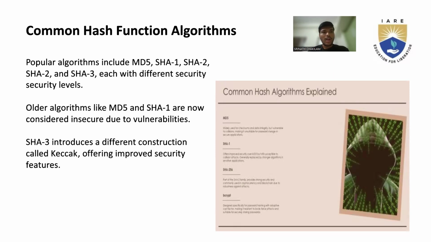This is common hash function algorithms, explaining MD5, SHA1, SHA2, and SHA3 also. These older algorithms like MD5 and SHA1 are now considered insecure due to vulnerabilities, and SHA3 introduces a different construction called Keccak, offering improved security features. This is common hash function algorithms.